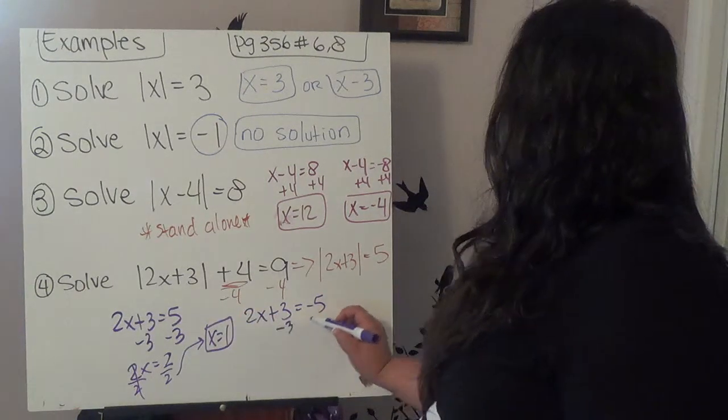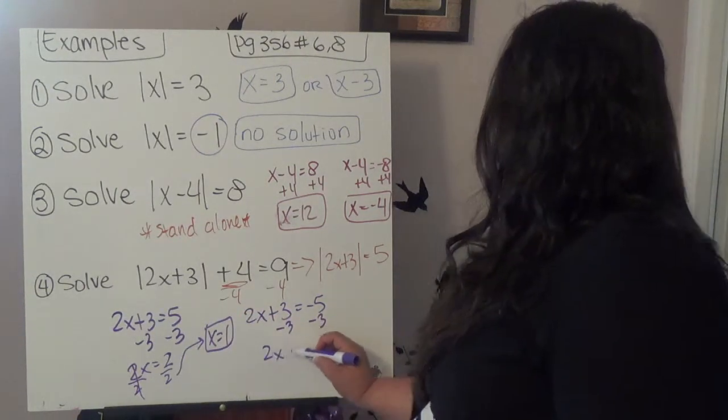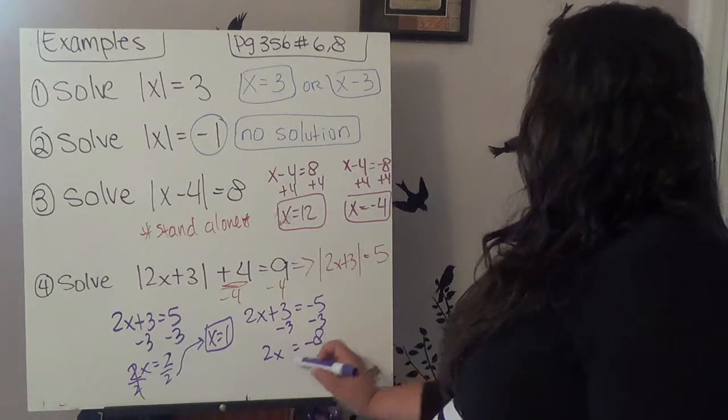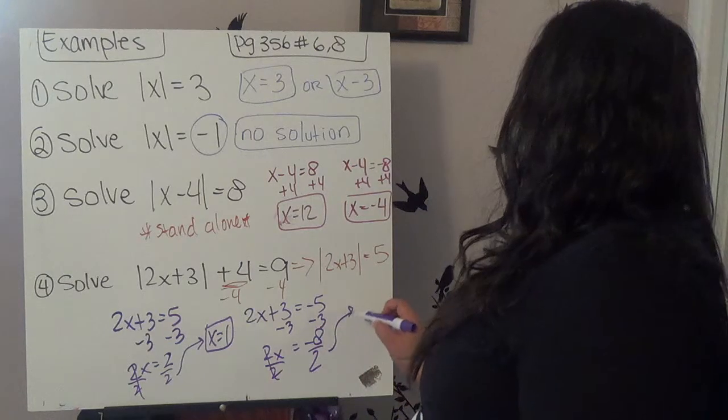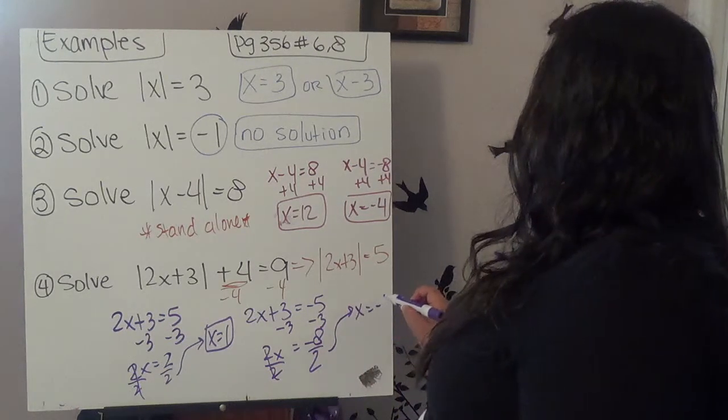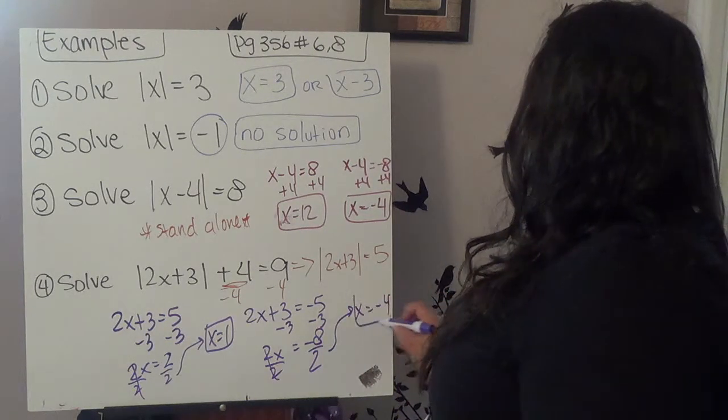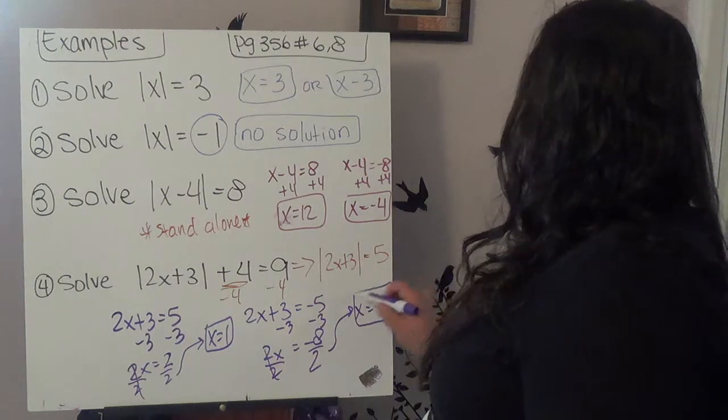This one I'm going to subtract 3, but what happened here is I end up with a negative 8. I'm going to divide both sides by 2. This cancels out. I end up with x equals negative 4. And that's my answer.